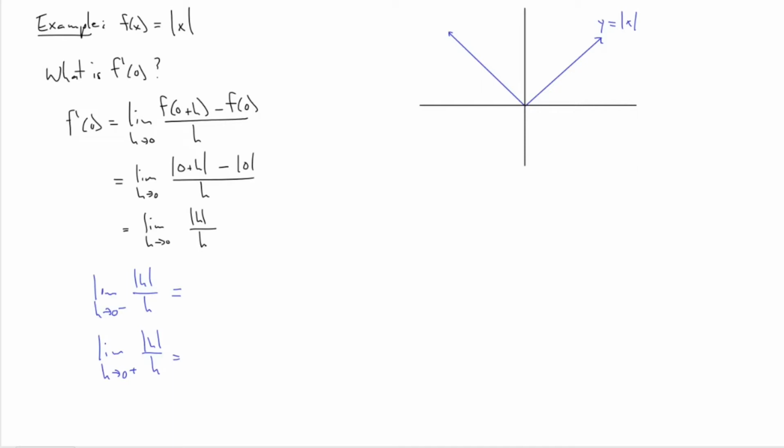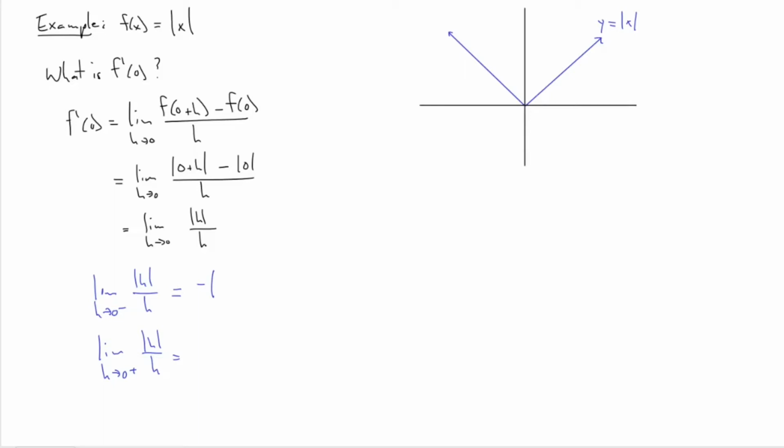And for any number that you choose that's close to 0 but to the left of 0, that same exact thing happens, where you have the same number in the numerator and the denominator, except the one in the denominator is negative and the one in the numerator is positive. And so the limit as h approaches 0 from the left is negative 1.